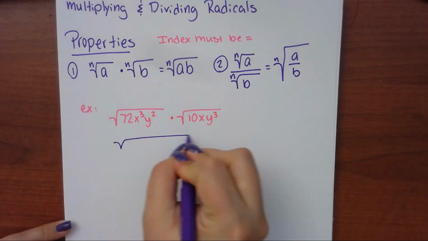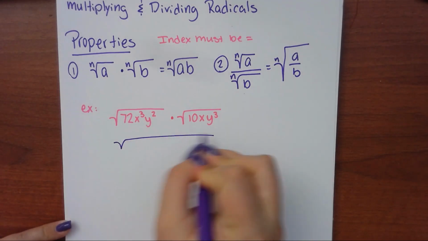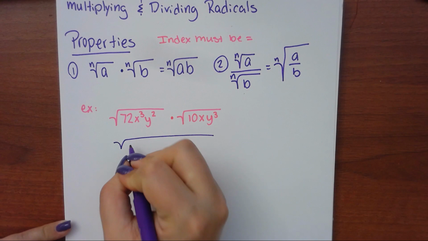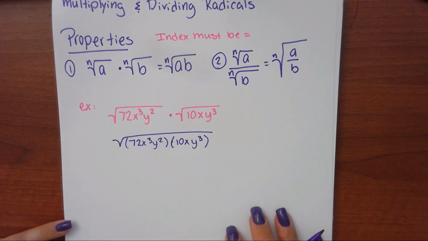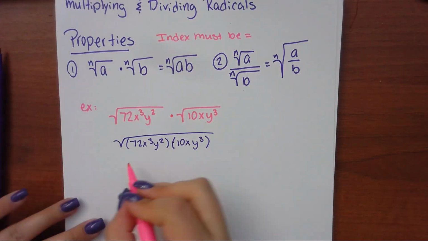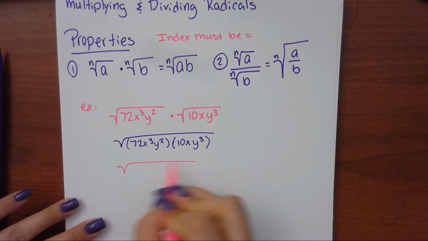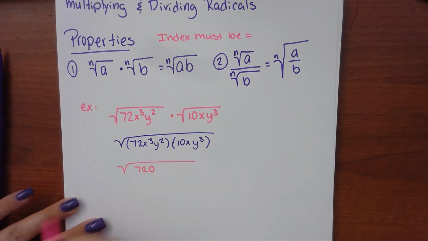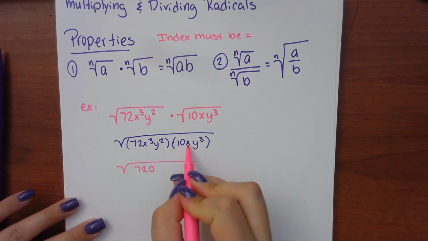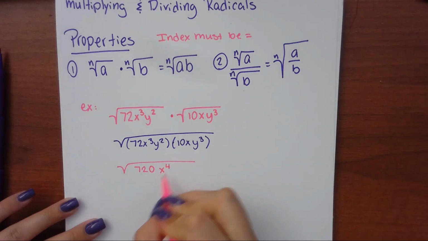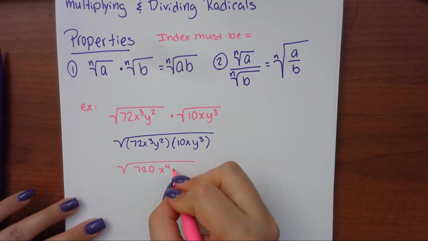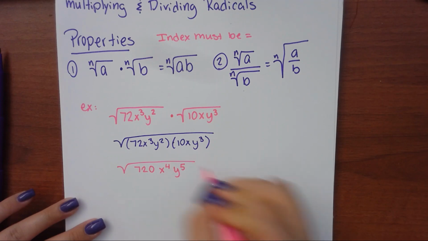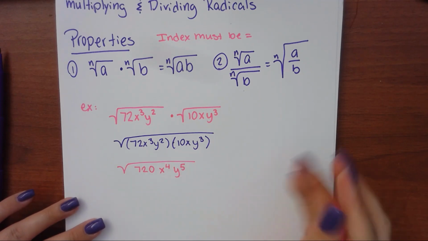So 72 x to the third times 10 x y to the third. So do it in stages. 72 times 10 is 720. X to the third times x would be x to the fourth. Add those exponents together. Y to the second times y to the third would be y to the fifth. Add the exponents together. So now we're going to simplify.